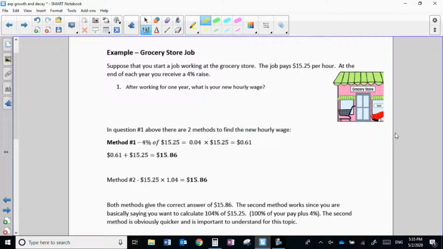So in the grocery store example, you're starting at $15.25 an hour, but you're getting a 4% raise each time. And here I walked you through how we can quickly figure out what your pay will be next year. Rather than adding 4% to $15.25, it's much quicker to just multiply by 1.04 to get that $15.86. The reason that works is you're basically saying you're getting 104% of your pay for the next year. Or you could look at it this way: for every dollar you make, $15.25, you're now going to make $1.04 because that's a 4% raise.